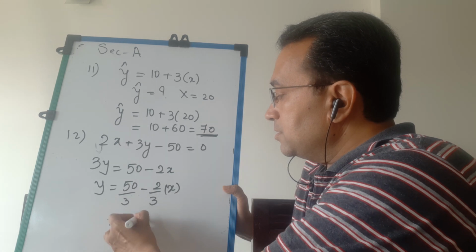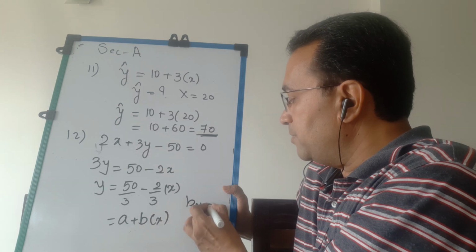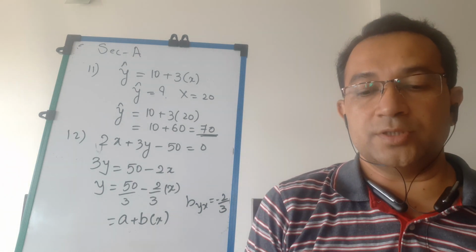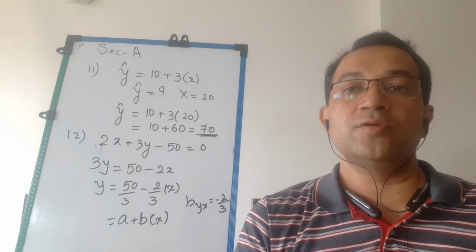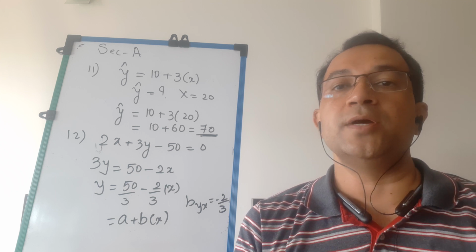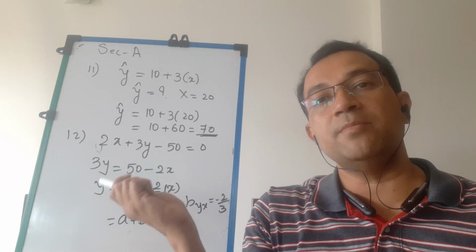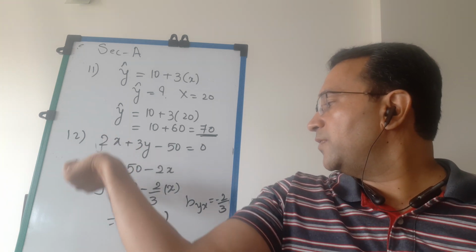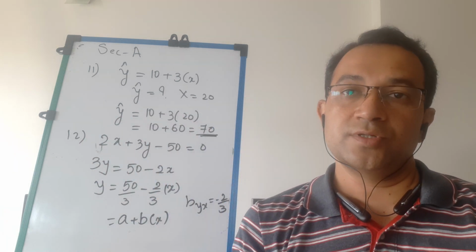Compare this with a plus bx. So a will be 50 by 3 and byx will be minus 2 by 3. So according to the option, the correct answer is C. Simple mathematics. First of all, keep y on the left, transfer the other terms to the right. To make the coefficient of y 1, divide by the coefficient of y. Here it was 3, so I have divided by 3. Suppose it would have been 5, divide by 5. 8, then divide by 8. Then compare this with a plus bx. So a is 50 by 3 and b is minus 2 by 3. That is our answer, students.